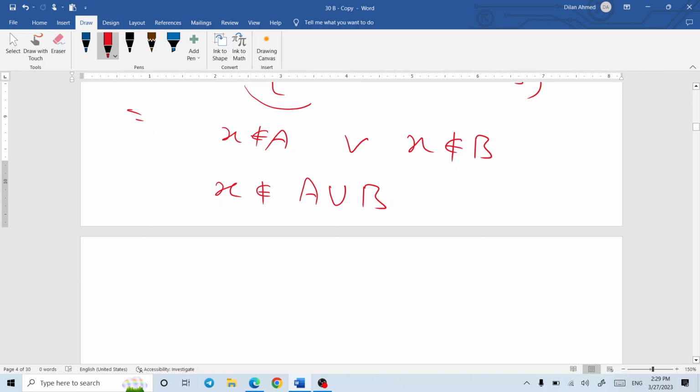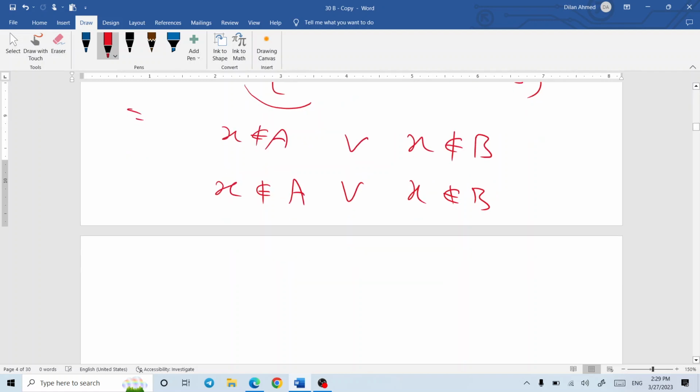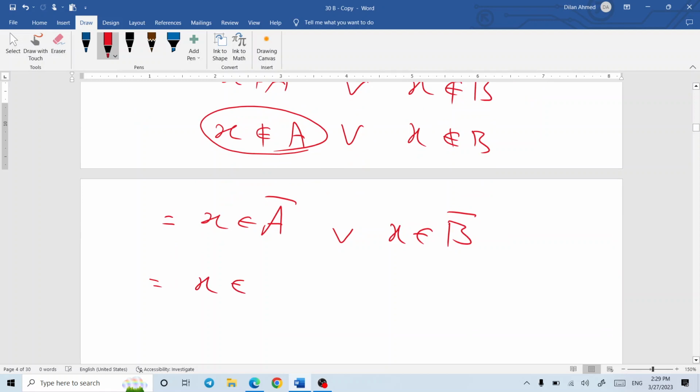Or X not in B. Okay, now I'm going to translate. X does not belong to section 2. Means what? Exactly. Or X does not belong to B. So I got what? I got X belong to A union B.